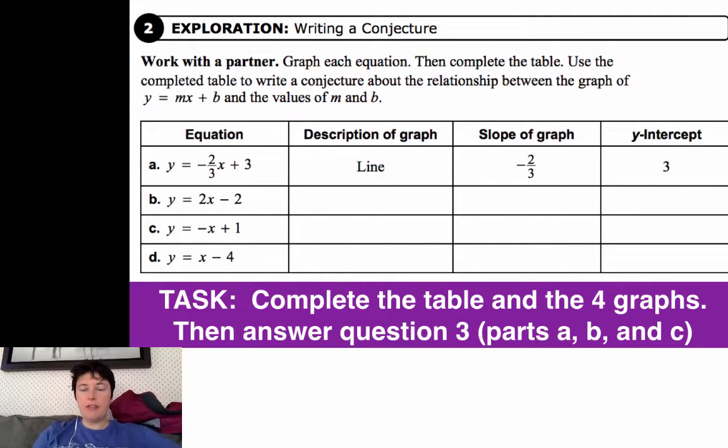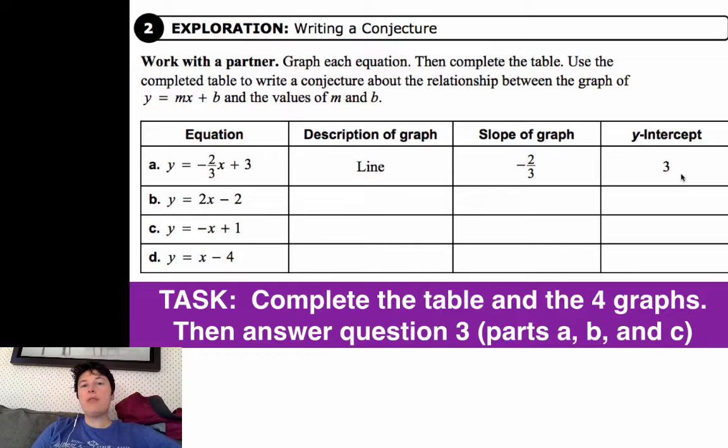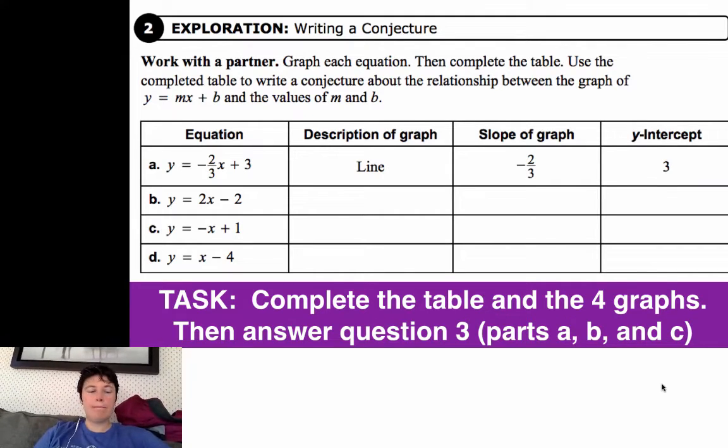So the first one's done for you. A, if you look in the table, there's an equation, y equals negative 2/3 x plus 3. Well, it's a line, has a slope of negative 2/3 and a y-intercept of 3. Your job is to go through and complete the rest of the table and the graphs and answer the questions. So hit that pause button, take about 10 minutes to work through this, and then we'll check some answers.